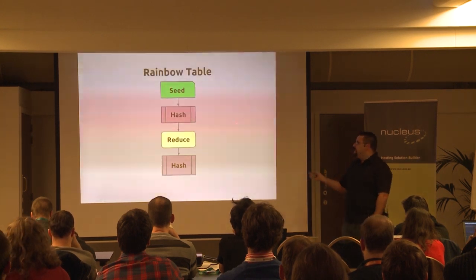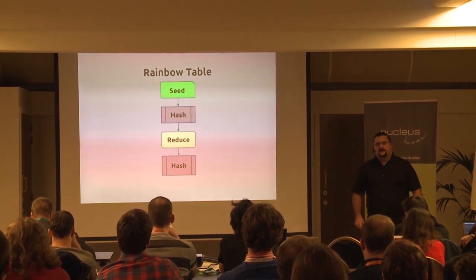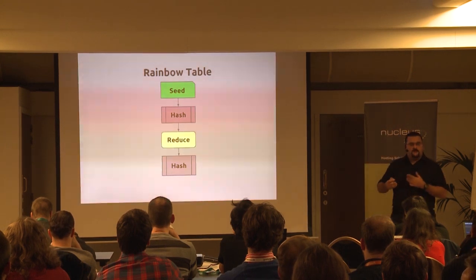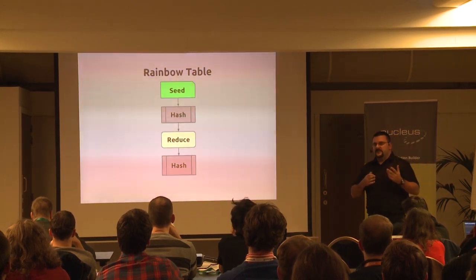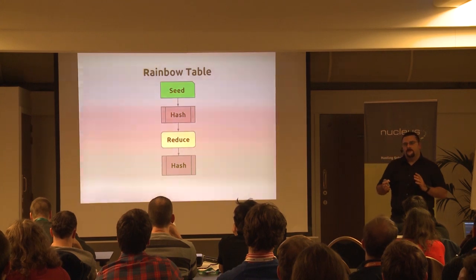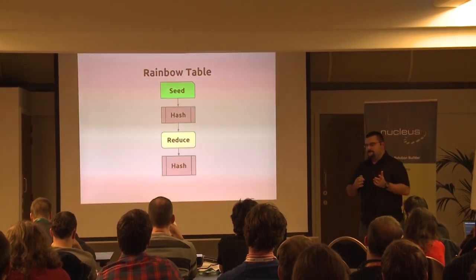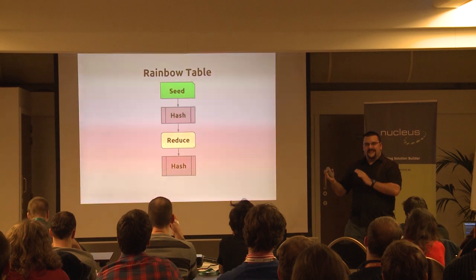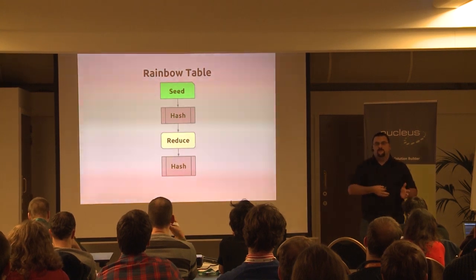Enter the famous rainbow table. The way a rainbow table solves this problem is by switching that time-memory trade-off toward less memory, but we're going to use the CPU more.